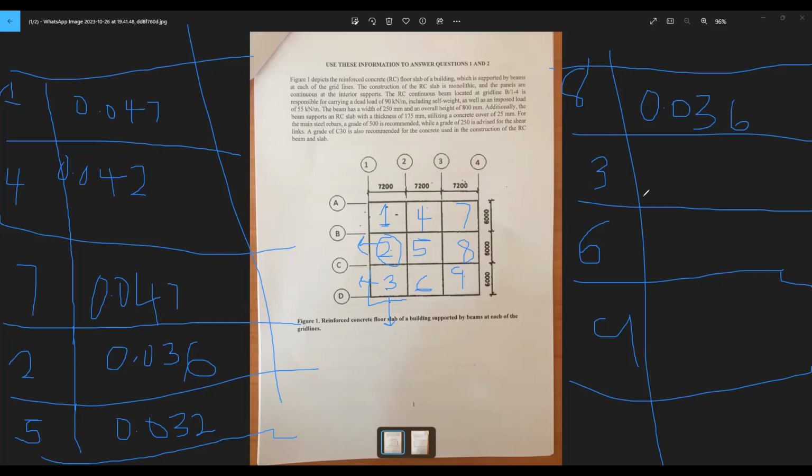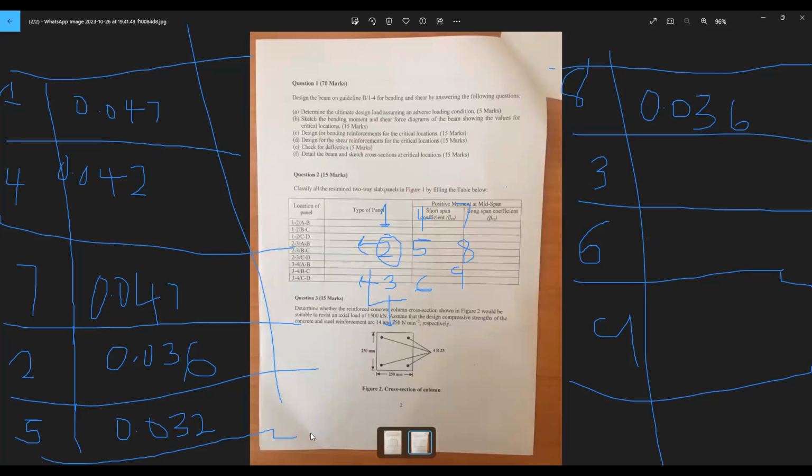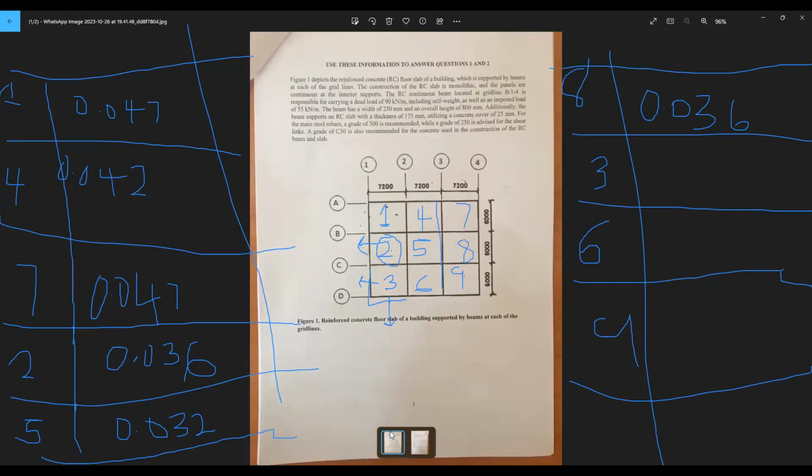So at this point, I think we will be done with the first column under positive moment here, the short span coefficient. And let's jump to long span coefficient. Nothing is going to change over there, and that is the easiest part for the whole thing. That is the easiest part.